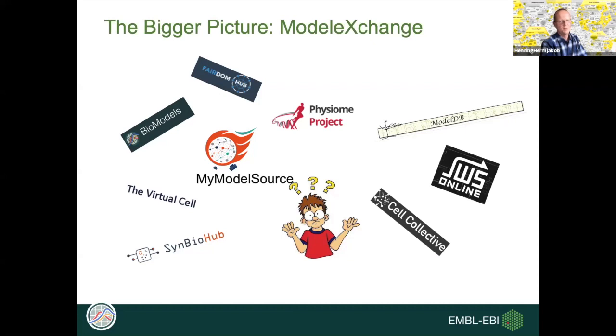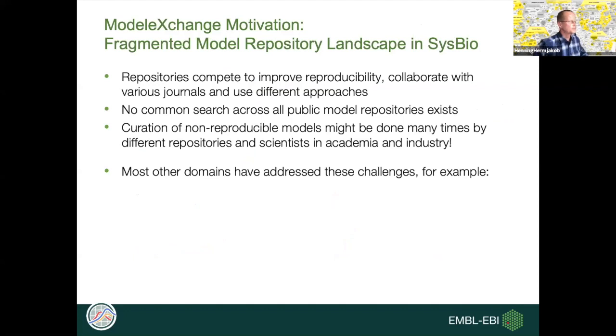But this leaves the user easily a bit perplexed on where should I submit my model? How should I submit my model? Where do I get my model from? And so they really often compete in their approaches. They might collaborate with various journals and implement with these journals different approaches to support reproducibility. There is no common search at the moment across all model repositories.